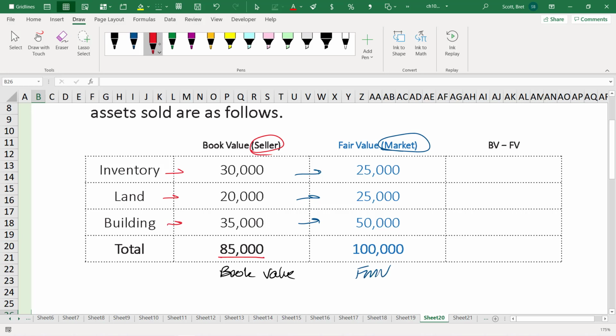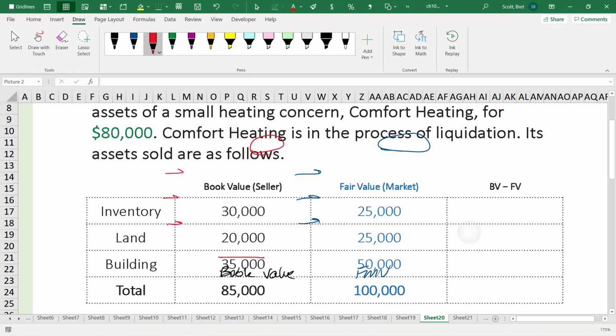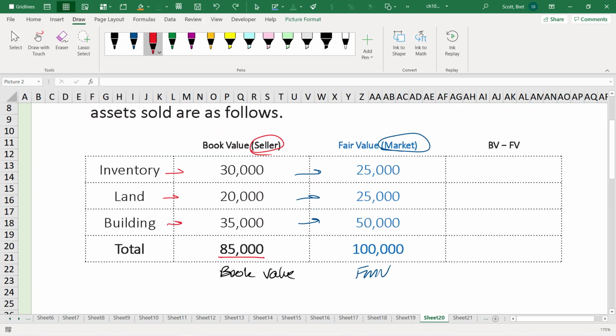So some people tend to look at that and say, oh, we must be getting a heck of a deal if we're offered this whole bundle of goods for just 80,000. Well, not exactly. See, here's the deal. Most people tend to want to calculate whether or not they're getting a good deal on each individual item.